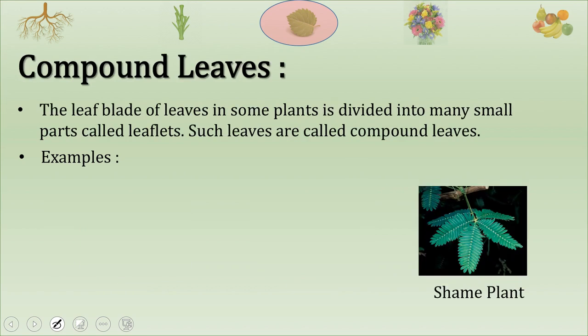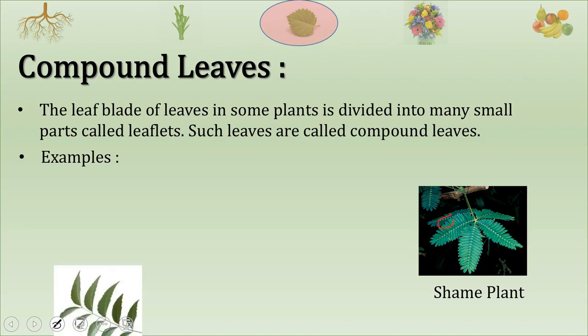Let us see compound leaves. The leaf blade of leaves in some plants is divided into many small parts called leaflets. Such leaves are called compound leaves. As you can see here, the example of the shame plant, which is also called the mimosa plant or touch-me-not. These small parts called leaflets make it a compound leaf.